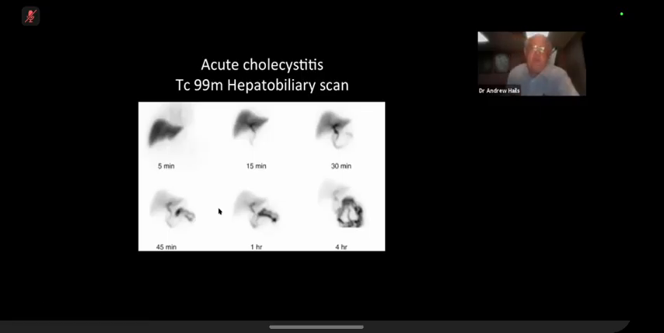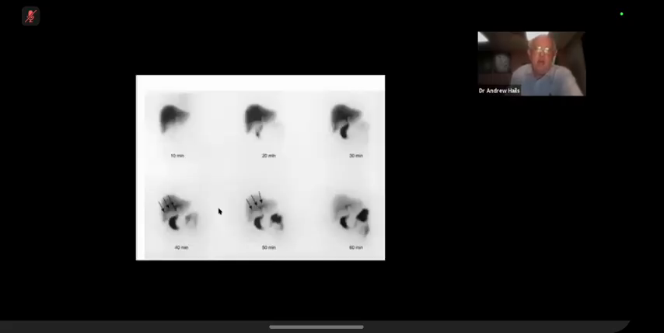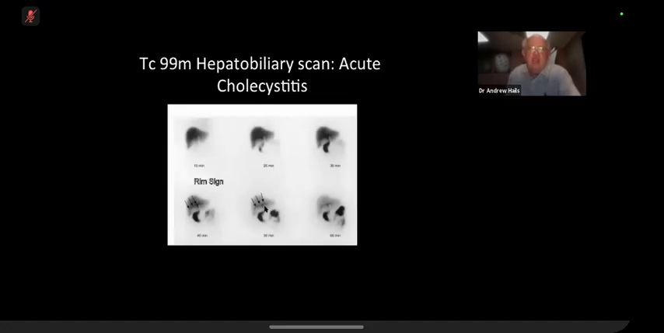The radioisotope will not go through to the gallbladder. And you can also get this, which is a rim sign. Because the gallbladder is distended and pushing against the liver, the parenchyma becomes denser. It's got more radiopharmaceutical, it's squashed together. That's also a feature of cholecystitis.